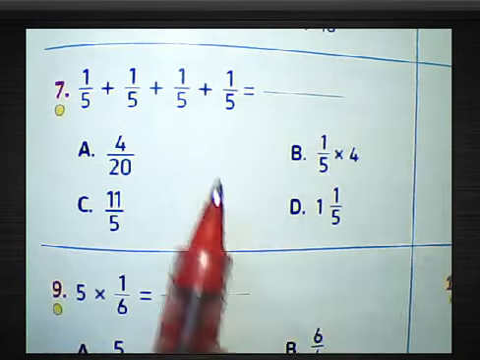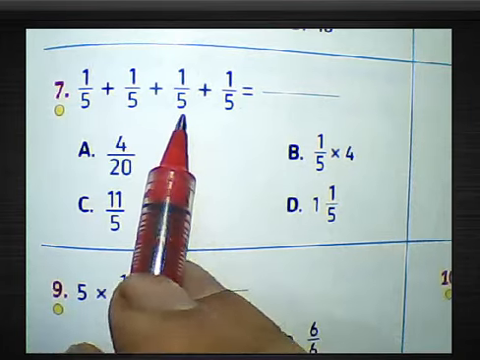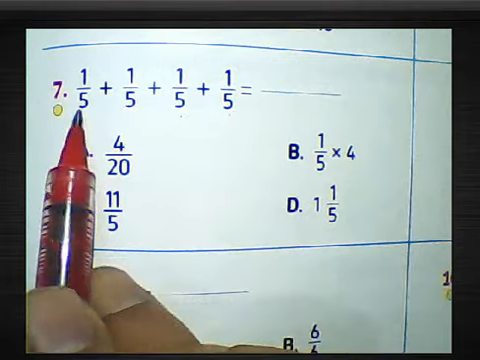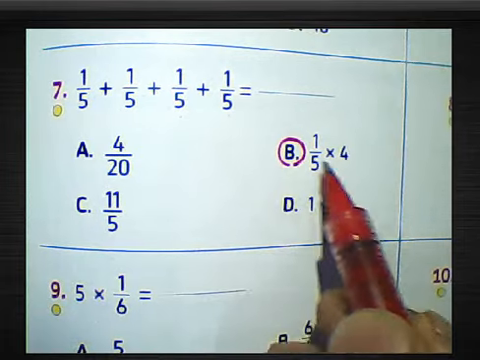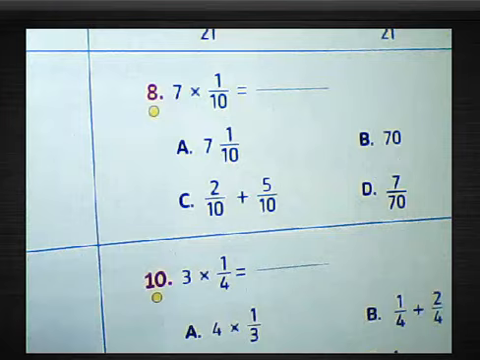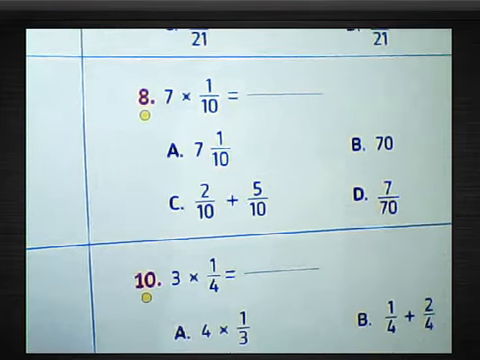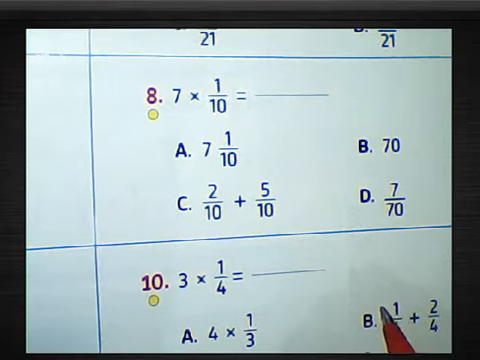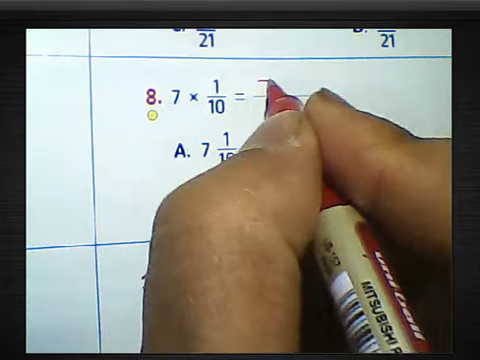1 over 5 plus 1 over 5 plus 1 over 5 plus 1 over 5, repeated 1, 2, 3, 4 times. That is 1 over 5 multiplied by 4. 7 times 1 over 10 means 7 over 10.